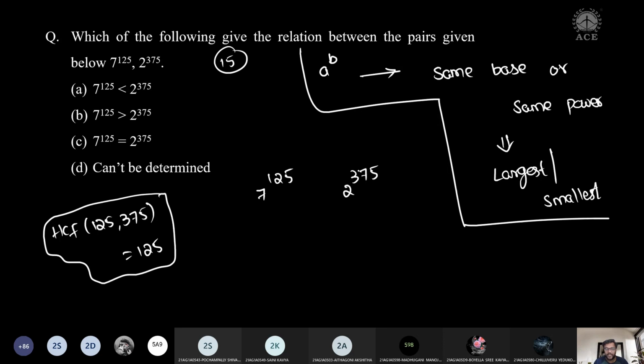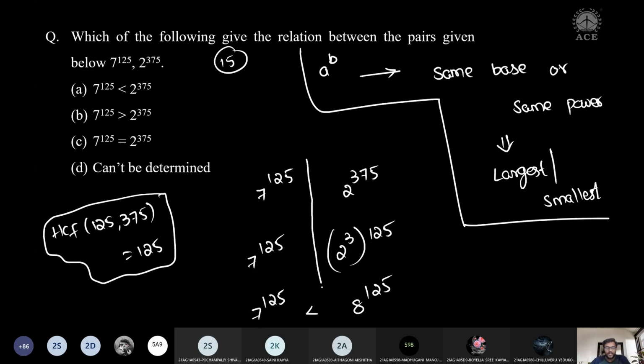See what you can do here: 3 into 125 is 375, so 2 power 375 becomes 2 cube, which is 8, power 125. Now I hope you can decide which is the smallest. 7 power 125 is smaller than 8 power 125. So option A is correct. Don't go with cannot be determined. A is correct, my dear friends.